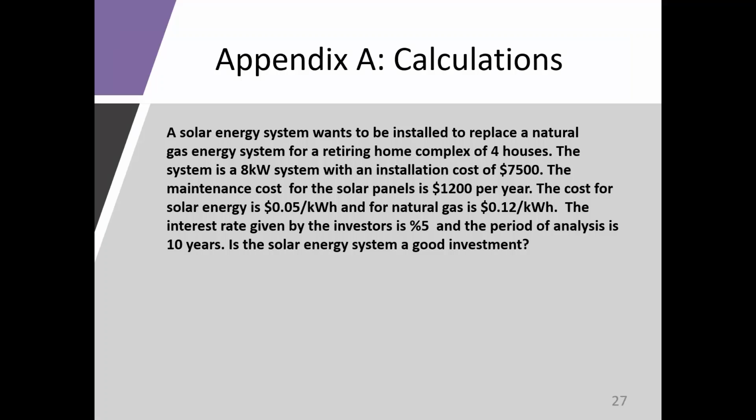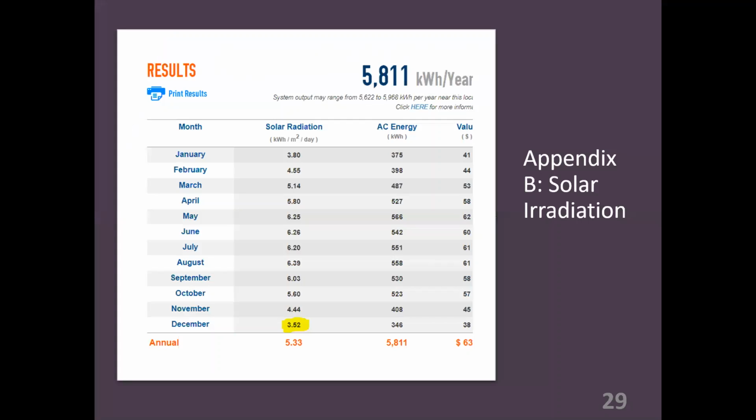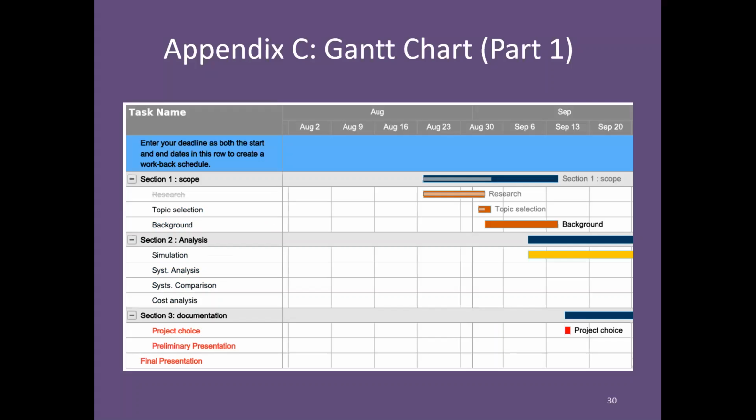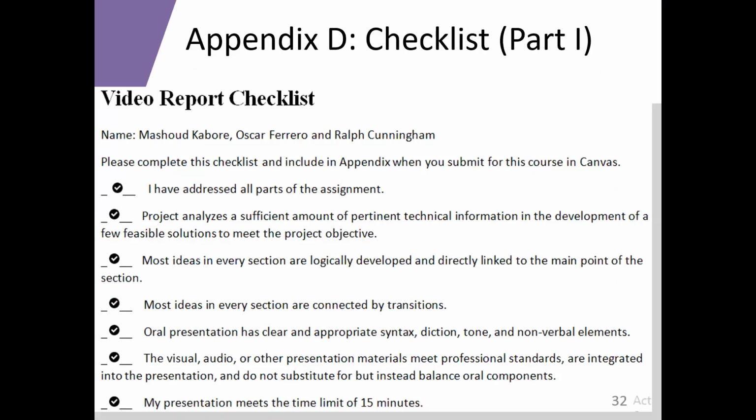We have the calculations, more calculation appendix, using MatLab. And this is the solar irradiation. The Gantt chart showing the timeline and the different milestones we had hit. Second part of the Gantt chart. This is a checklist showing that we've checked everything and everything is green.